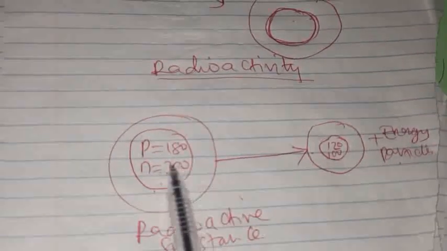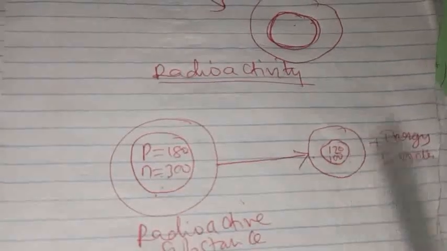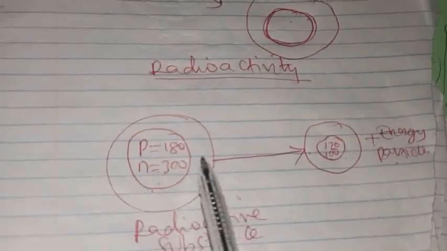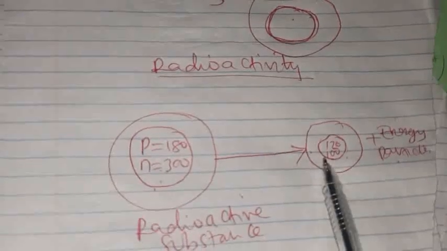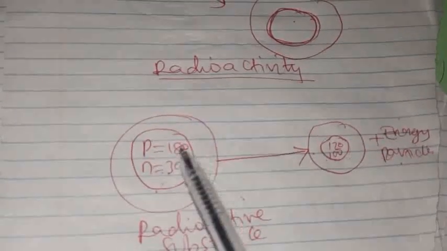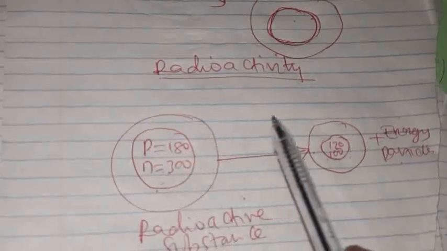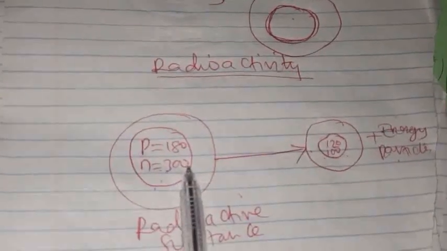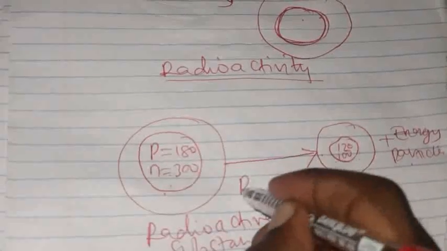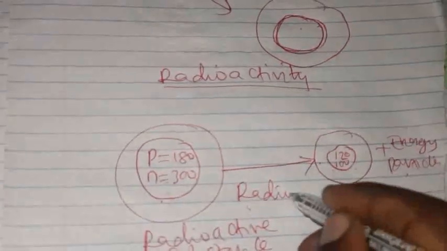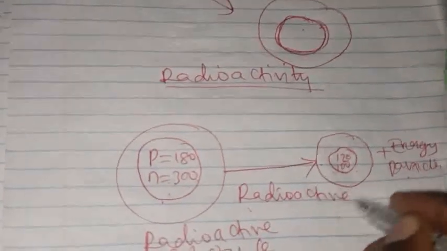Now, what has happened here? There is a spontaneous disintegration, a spontaneous breakdown of this nuclide. This is referred to as radioactive decay.